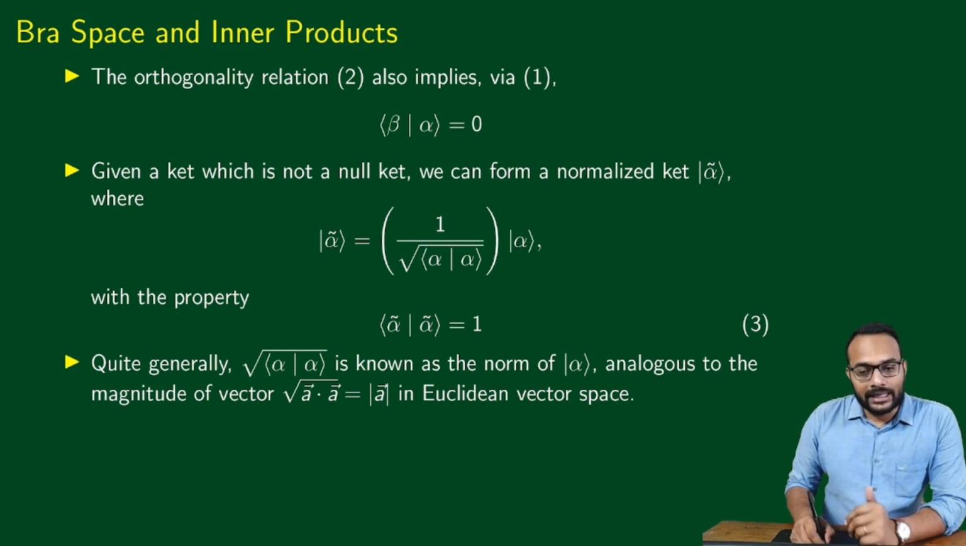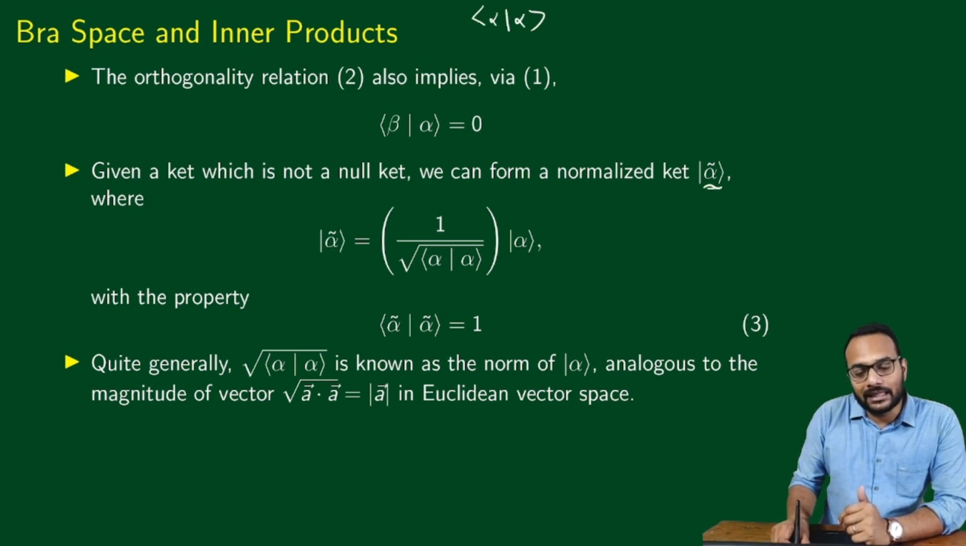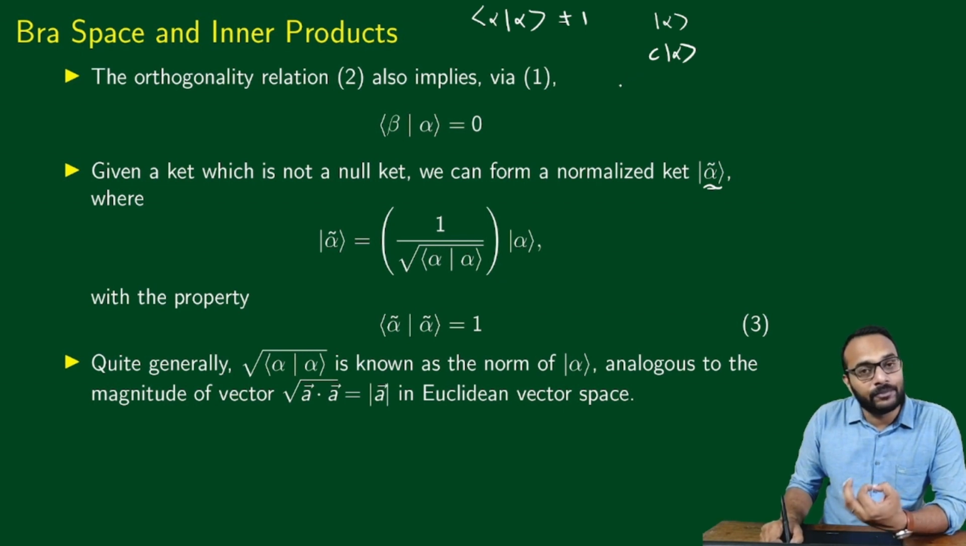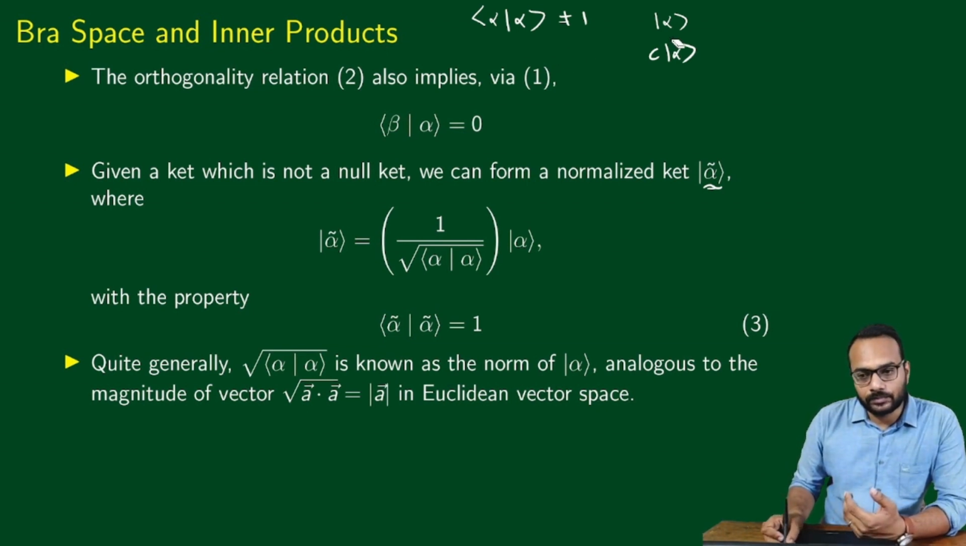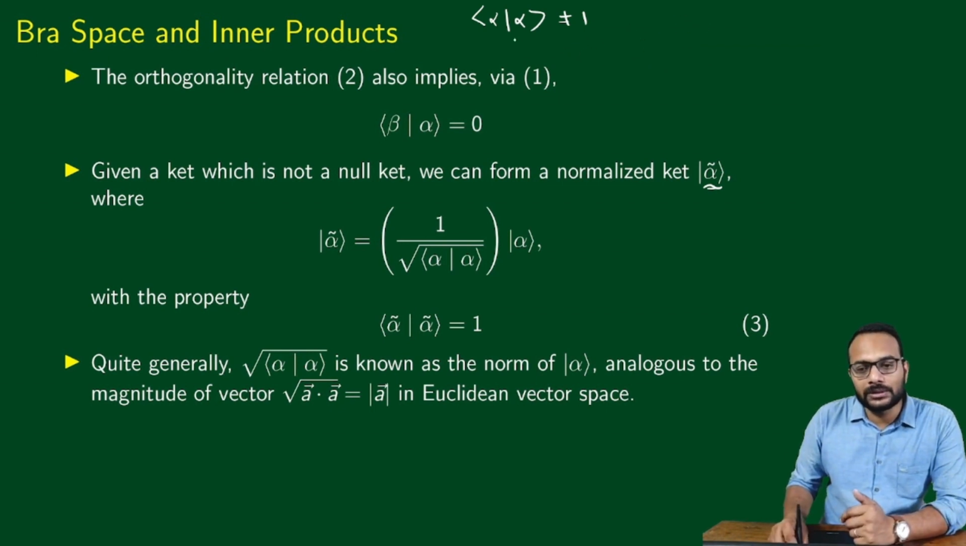Now, given a ket which is not a null ket, we can form a normalized ket alpha tilde. Suppose bracket alpha alpha is not equal to 1. Now we can use the freedom, because we already said that if alpha represents a physical state, then any multiple of alpha also represents the same physical state. So you could multiply this ket by a number without changing the state that the vector represents. We have this freedom in quantum mechanics. One reason is that it's convenient to choose these as unit vectors. We'll see that it is important when we talk about probabilities also.